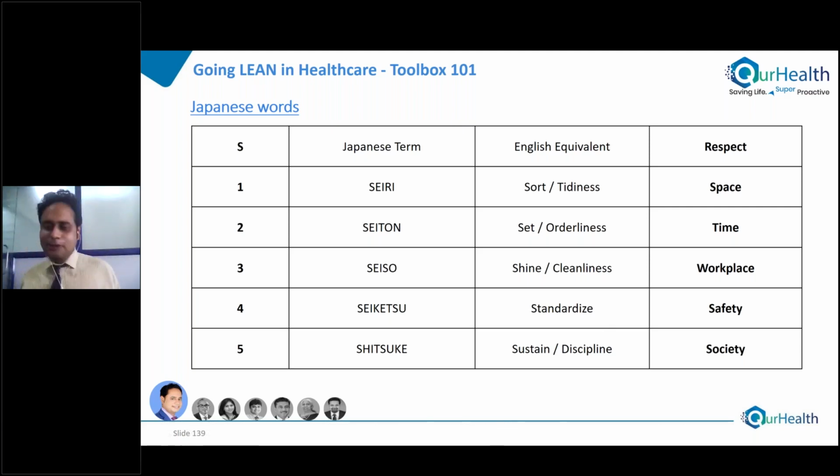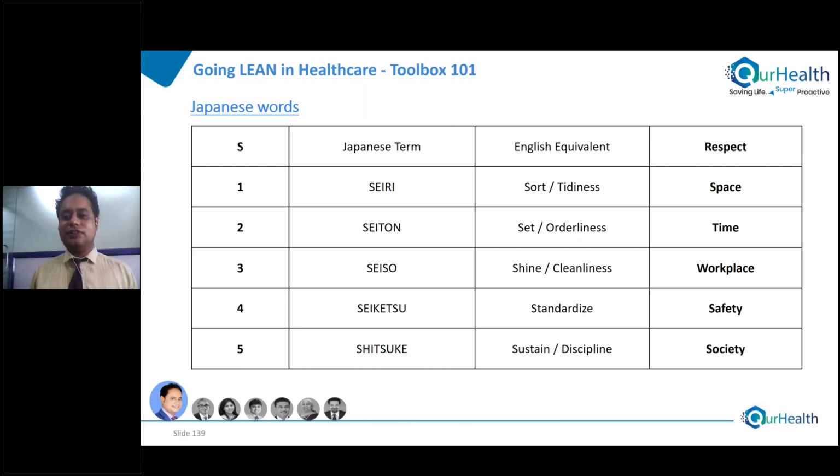So the deeper meaning of the first S is that we give respect to space. You can save space in millimeters, centimeters, and so on. Second is respect for time. Anything you want, you can easily retrieve. Third is workplace. We do Ayudha Puja and various pujas to show that we love our equipment. That is again like the shine methodology.